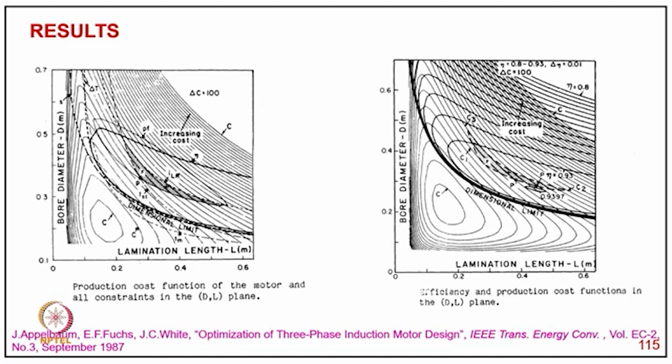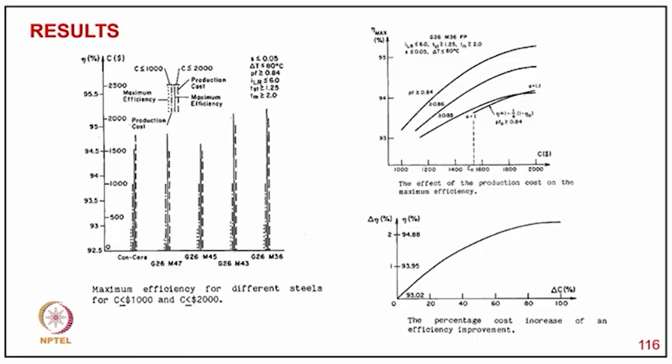First is the production cost, how the boundary comes finally, and second is the case with the efficiency and production cost function in the D-L plane, like stack length and diameter and stack length functions, typically with the sensitivity analysis. And these are the typical sensitivity analysis for different materials, how the maximum efficiency can be achieved, as well as the cost with the different kinds of material.